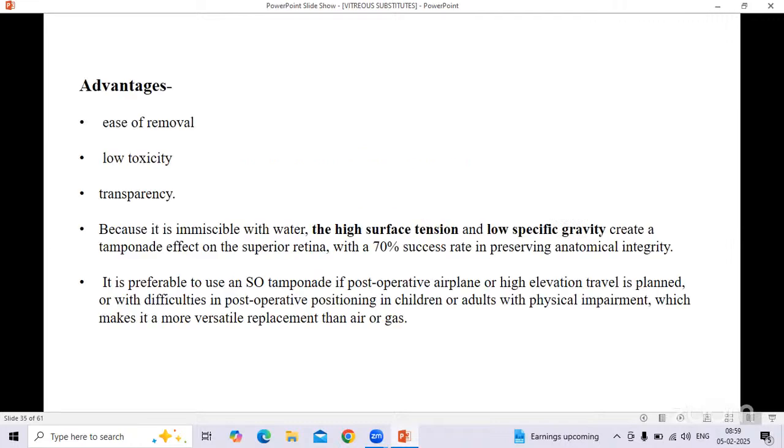Advantages are it is easy to remove, low toxicity, it is transparent and immiscible in water, so high surface tension.